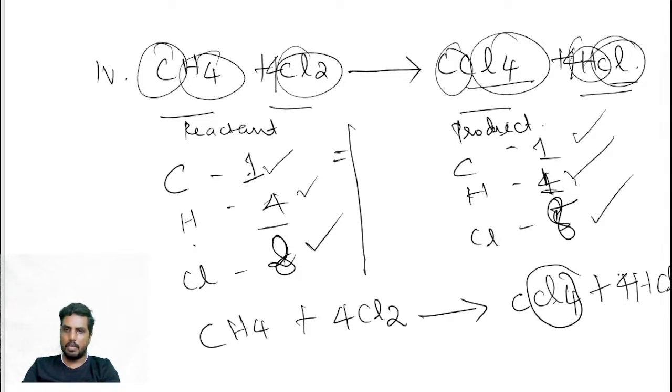So you can count it down. 4 Cl, again 4 Cl, that is 8 Cl, 4 H is there, 4 H is here, and 1 C is here, 1 C is here. Everything is balanced, right? So this is the process of balancing the equation. I hope everyone understood about this balancing equation.